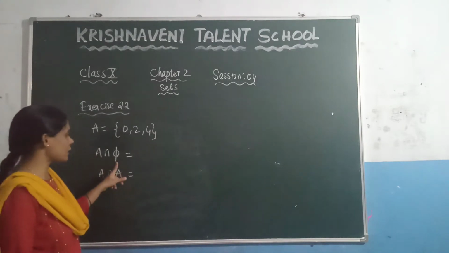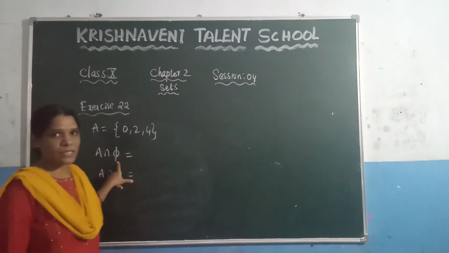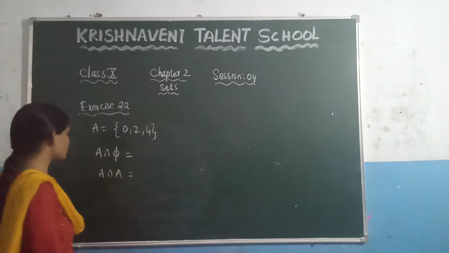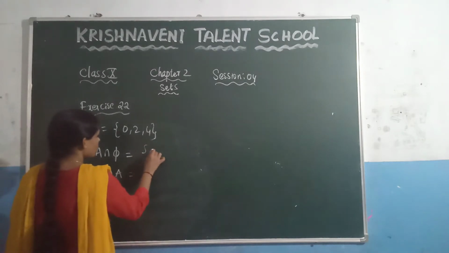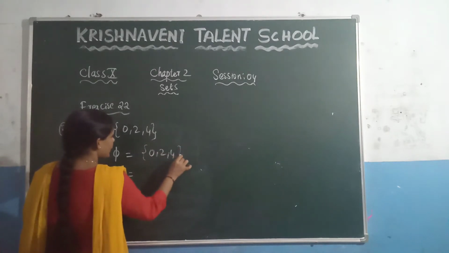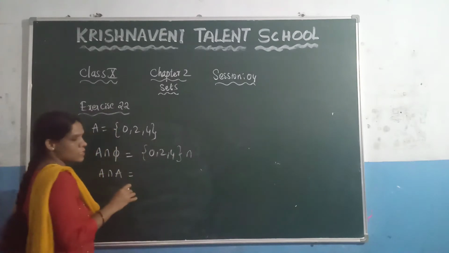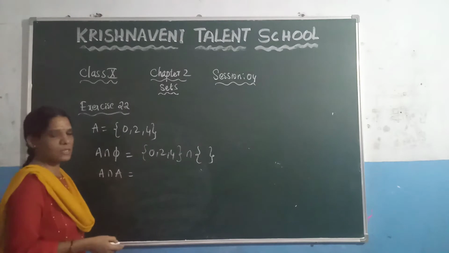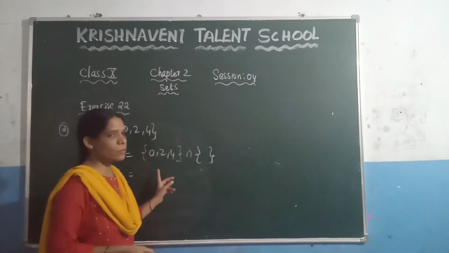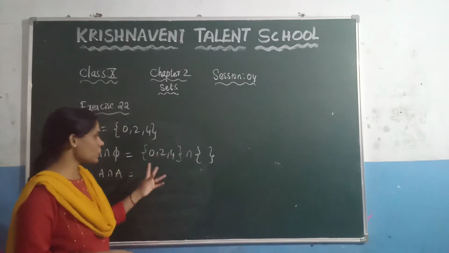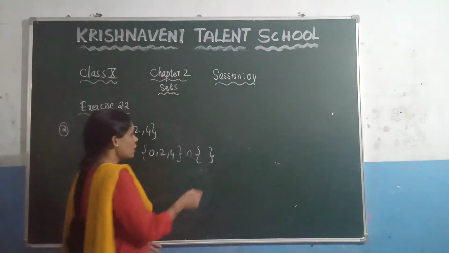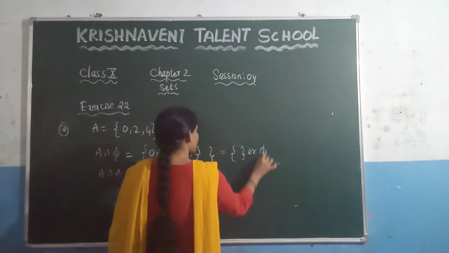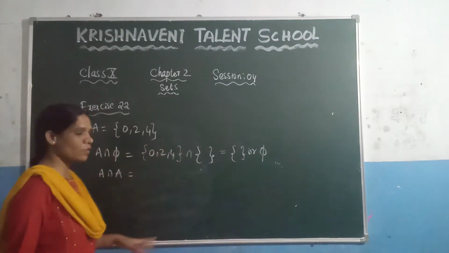You know that φ is nothing but the empty set. What is meant by empty set? If a set does not contain any elements, we call it an empty set. So write it here: {0, 2, 4} intersection φ. What is an empty set? The set which does not contain any elements. And what are the common elements present in both of these sets? There is no common element present in these sets. So the result will be an empty set again. You can represent this like this also.